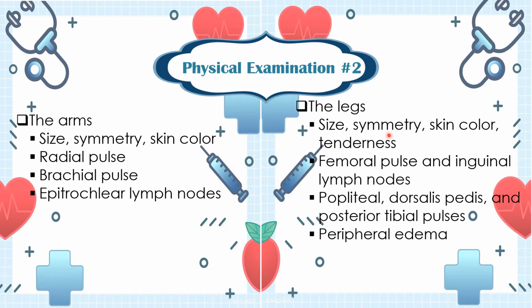For the legs, you also check for the size, symmetry, skin color, tenderness. Check also for the femoral pulse and the inguinal lymph nodes, popliteal, dorsalis pedis, and the posterior tibial pulses, and also check for peripheral edema.